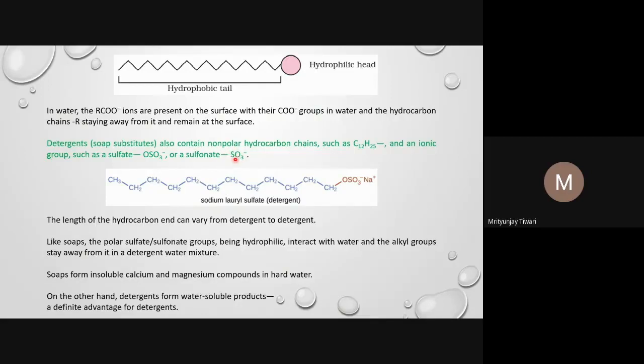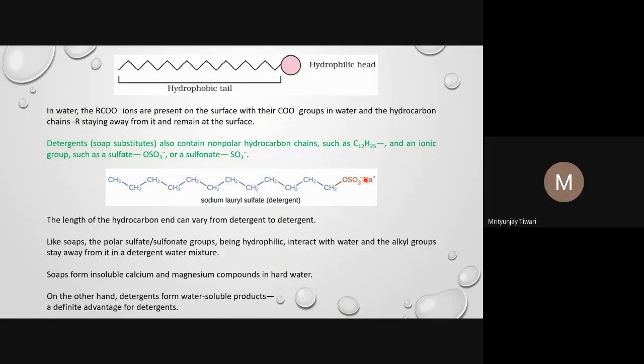So this is sulfonate. Detergents have the long chain non-polar hydrocarbon chain as well as the hydrophilic part in the form of sulfate or sulfonate. An example of a detergent is sodium lauryl sulfate. This is sodium, and this is lauryl sulfate, you can say. Lauryl alcohol, when reacted with the base, will form the sodium lauryl sulfate.